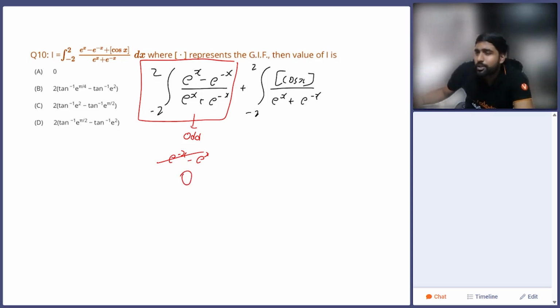And over here, because cos is an even function and e^x plus e^(-x) is also an even function, this will be simply 2 times the integral from 0 to 2 of greatest integer function of cos x upon e^x plus e^(-x).